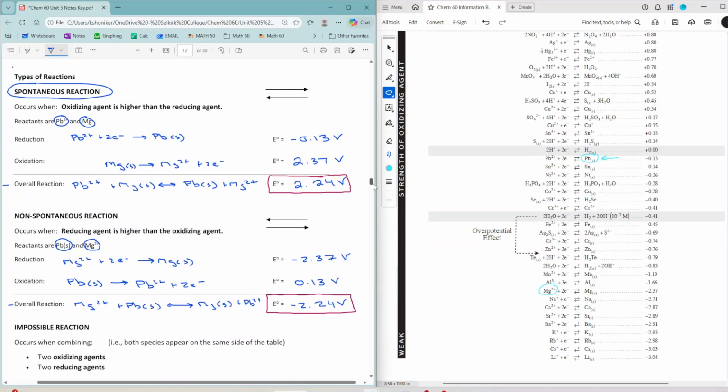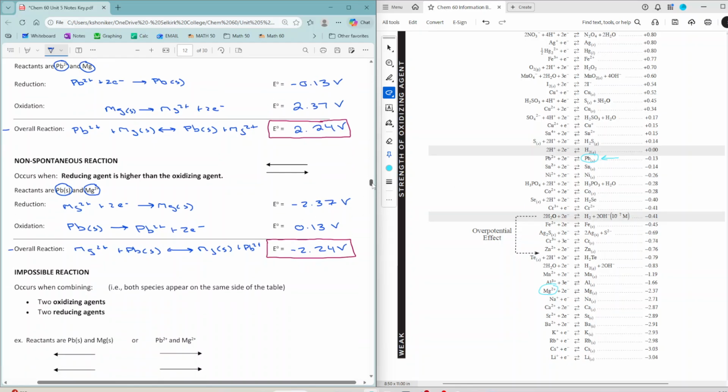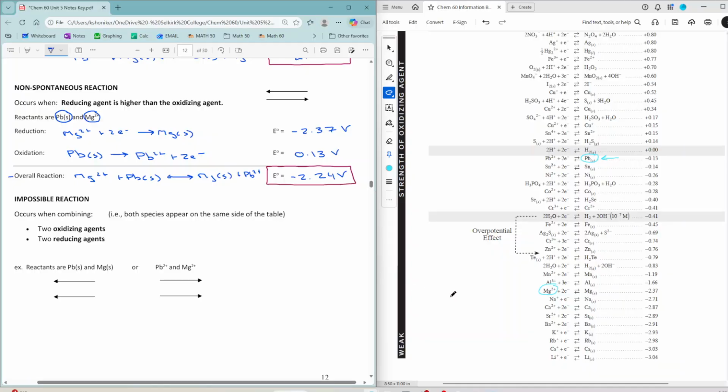So both of these reactions up here, I used lead ions and magnesium solid, or lead solid and magnesium ions. But if I'd put the two metals together, or if I'd put the two ions together, it's an impossible reaction because I'd have two oxidizing agents or two reducing agents. So for example, if you looked at lead and magnesium, they're both oxidized. So it's never going to happen. Even if the E comes out as positive, it just can't happen. And same thing if I started with the ions, the reduction reactions can't happen because you can't reduce two things. There has to be something that wants the electrons and something that wants to give the electrons. That's the only way that reactions can occur.